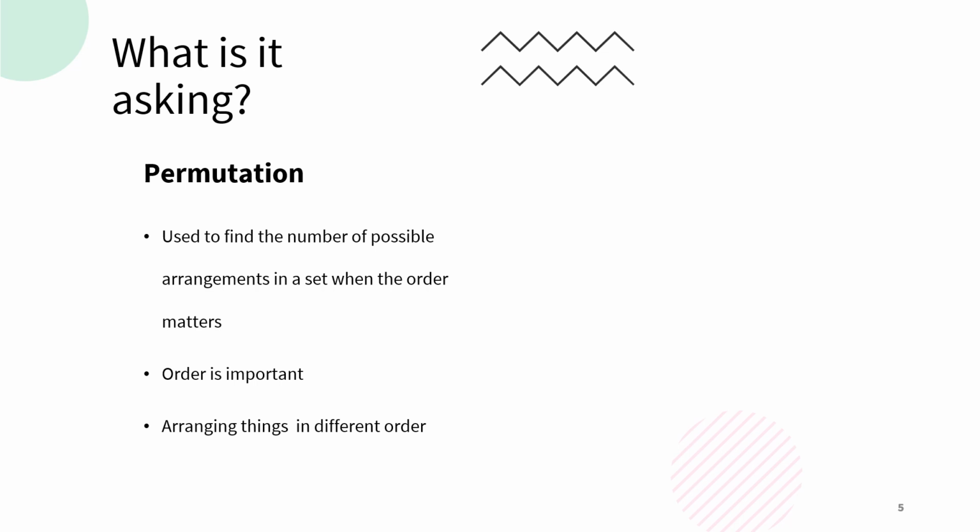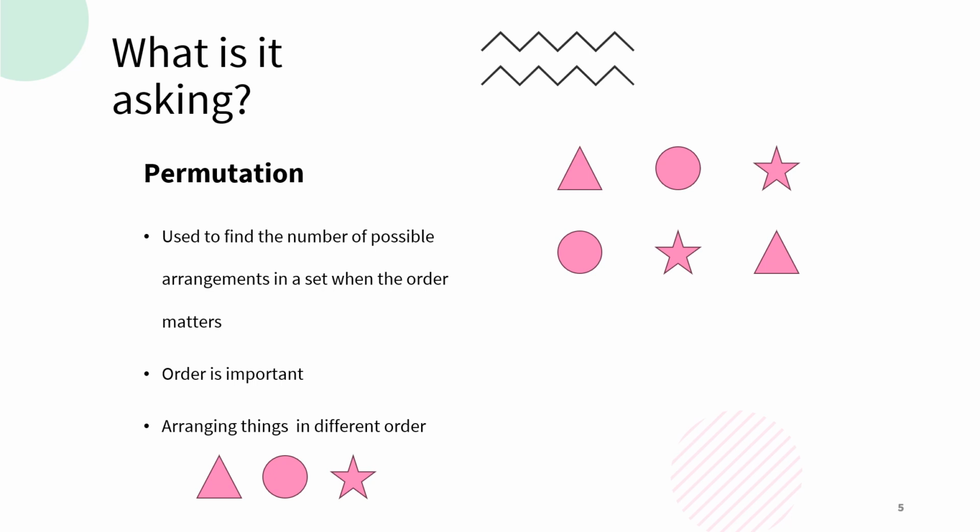A permutation is kind of like a method of finding the number of possible arrangements in a set when order matters. So we know that order is important, and it's basically just arranging things in different orders. An example of this is if we look at these 3 shapes and find all possible arrangements of them, that's a permutation.